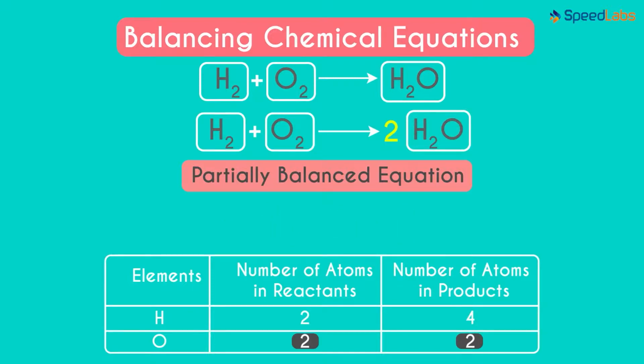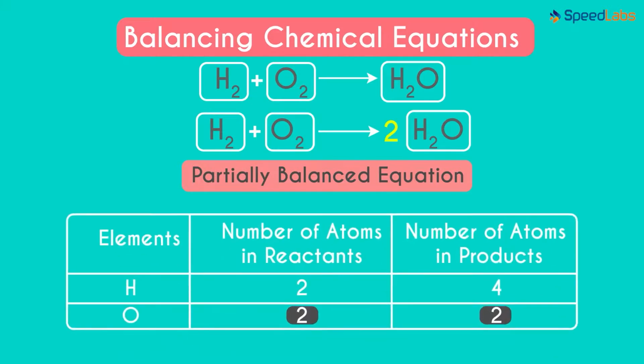Let's go back to the partially balanced equation. The number of oxygen atoms on each side is balanced now. But what about hydrogen? When we multiplied this compound with 2, what happened? The number of oxygen atoms were equal on each side, but what about hydrogen atoms? The number of hydrogen atoms on the right became 4. And what's the number of hydrogen atoms on the left? It's 2. So how do you think we can balance the hydrogen atoms now?